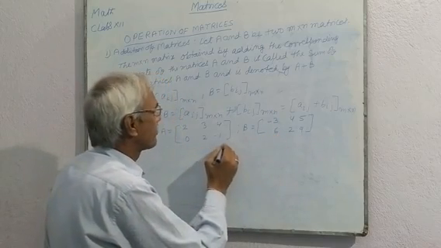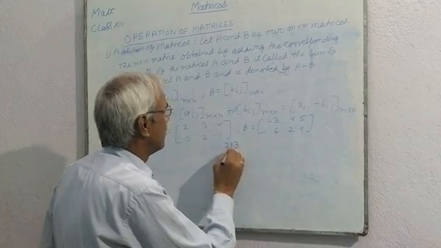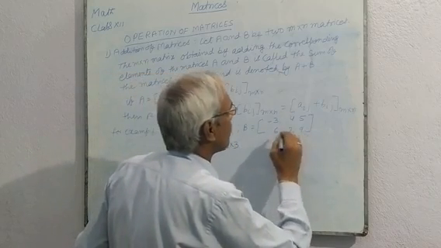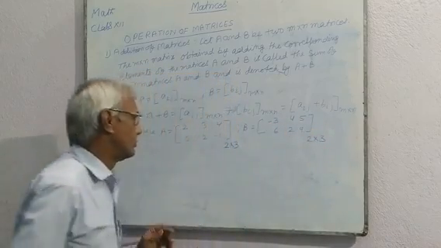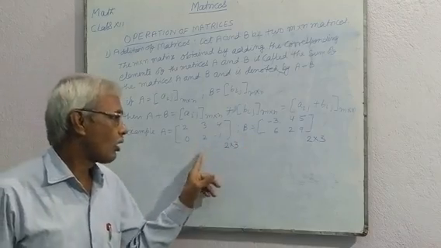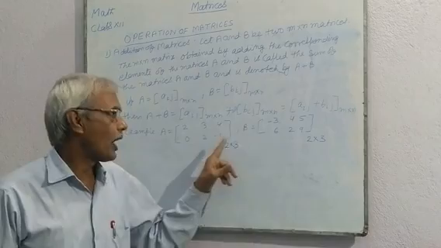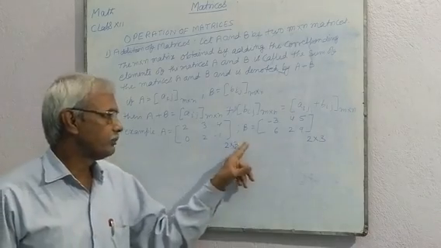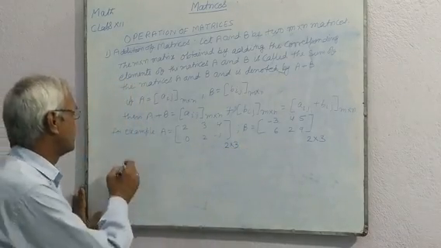A is a matrix of order 2 into 3, that means 2 rows and 3 columns. B is a matrix of 2 into 3, 2 rows and 3 columns. Both matrices are of the same order. That means A has 2 rows and B also has 2 rows. A has 3 columns and B has 3 columns. Hence A and B can be added.